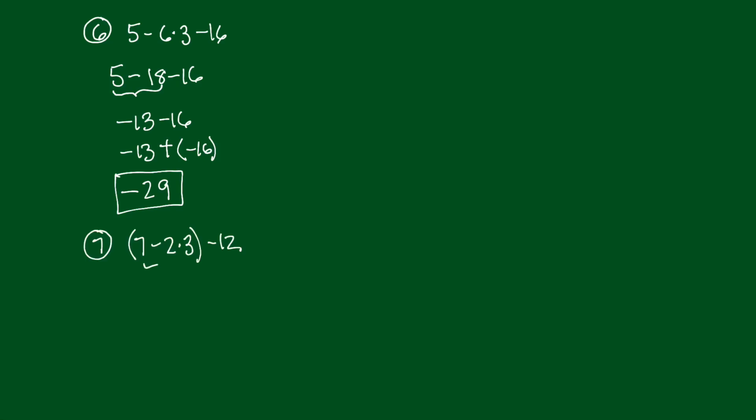In number 7, let's work inside these parentheses. And we have a multiplication and then a subtraction. So do that multiplication first. So we're going to get 7 minus 2 times 3 is 6, minus 12. 7 minus 6, well, that's a 1 minus 12. You're up 1, you lose 12, you're down 11.